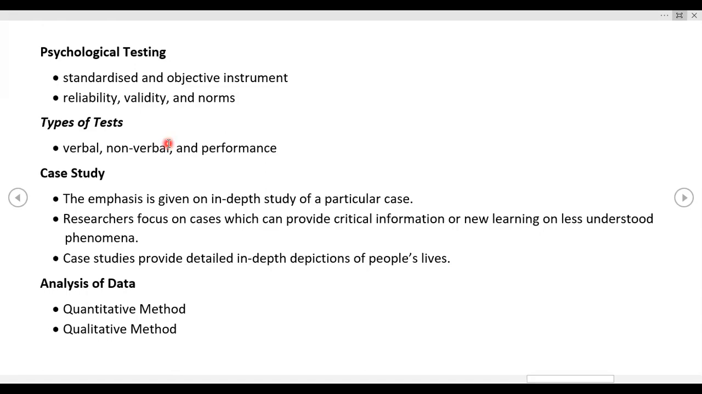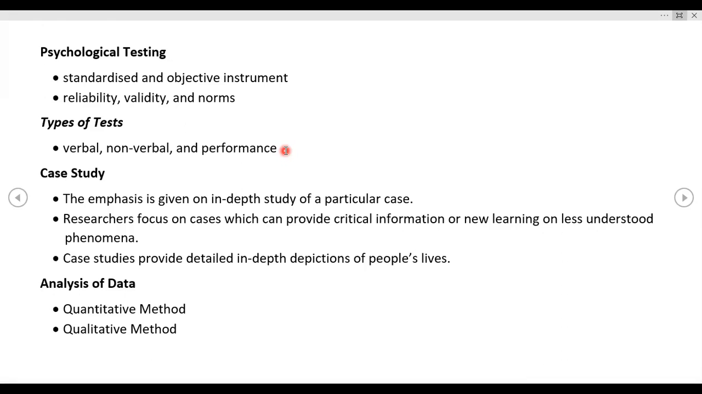is the psychological testing. This is the last but one technique, that is standardized psychological testing. Psychological testing is mostly dependent on reliability, validity, and the norms. These are explained in detail, and are really important for any psychological test to be standardized and made into an instrument. And what are the types of tests? Yes, verbal test, non-verbal test, and performance test. There can be speed tests and power tests also.